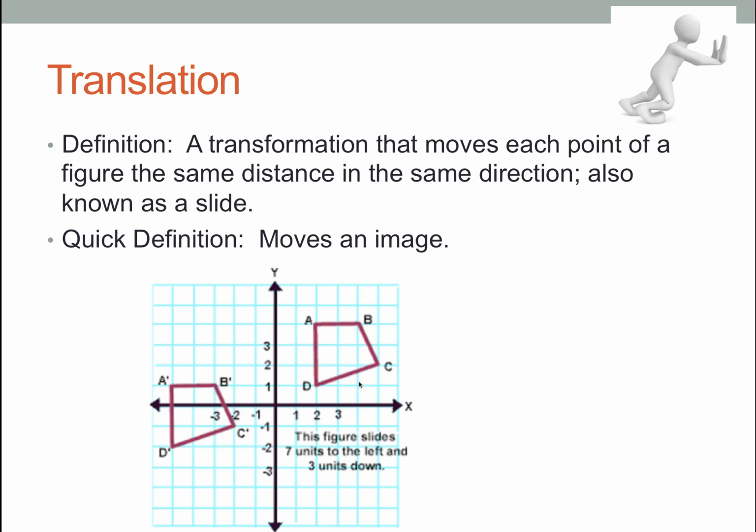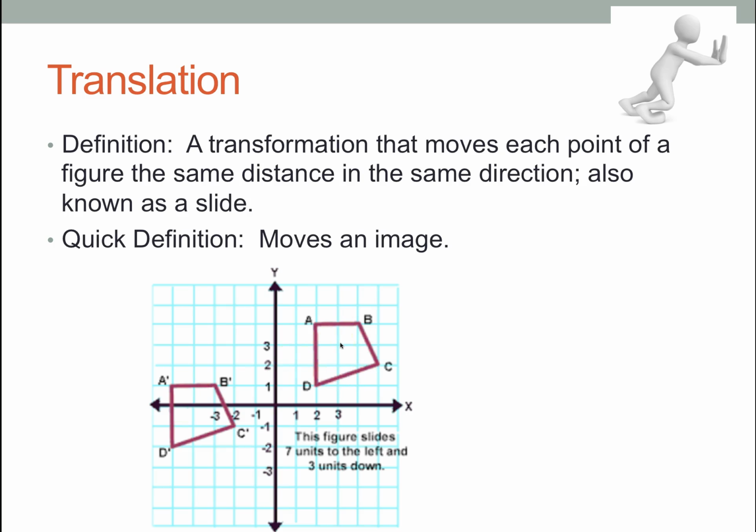So translation, the definition. I'll read this. It's a transformation that moves each point of a figure the same distance in the same direction, also known as a slide. I like the quick definition better. It moves an image, right? And you can see here, if we start at A, B, C, D, this quadrilateral, we're going to move this image. Each point here is moved in the same direction and the same distance.